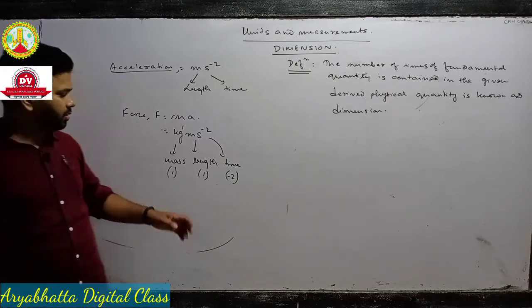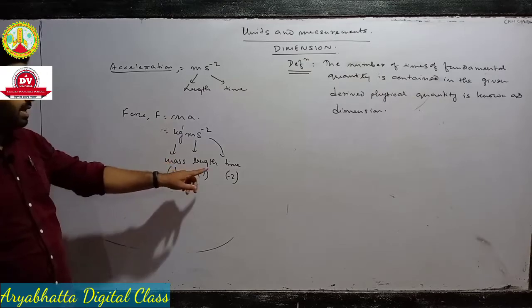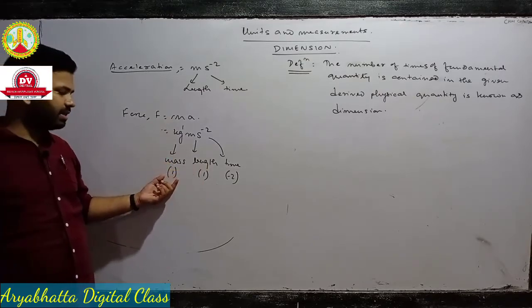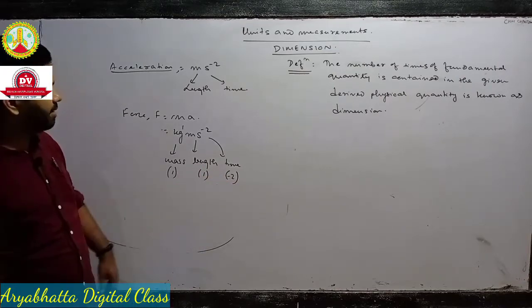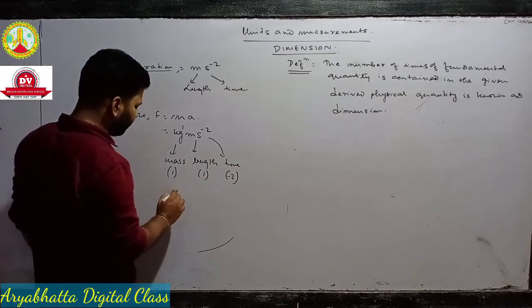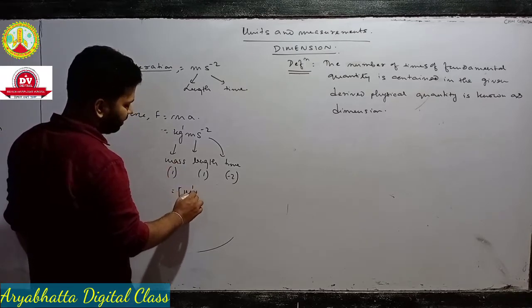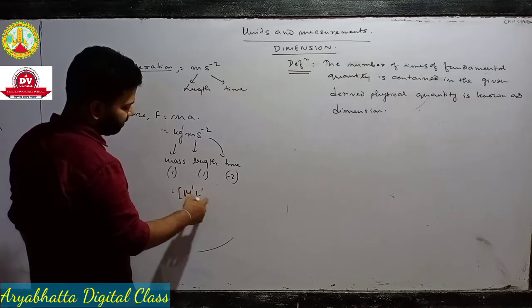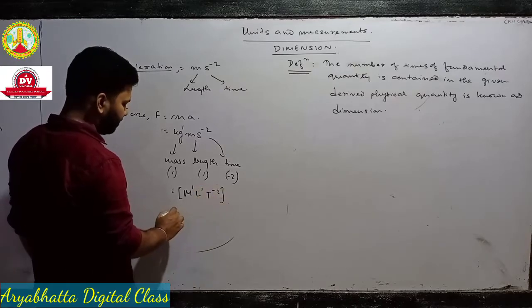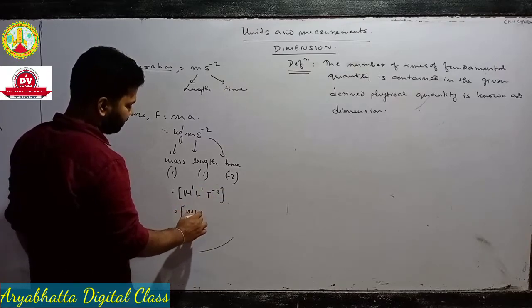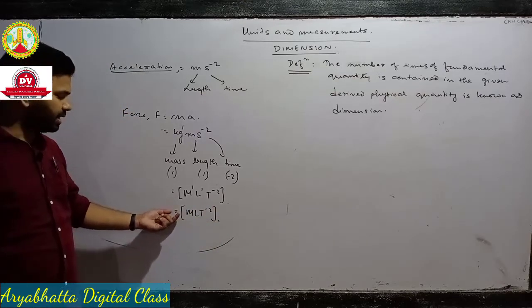I already told you earlier that in force, the physical quantities involved are mass, length and time. Mass is involved a single time, length once, and time twice. In dimension we write this in the format: for mass the representation is M to the power 1, for length it is capital L, and for time it is capital T to the power -2. So it can be written as M L T^-2. So the dimension of force is M L T^-2.